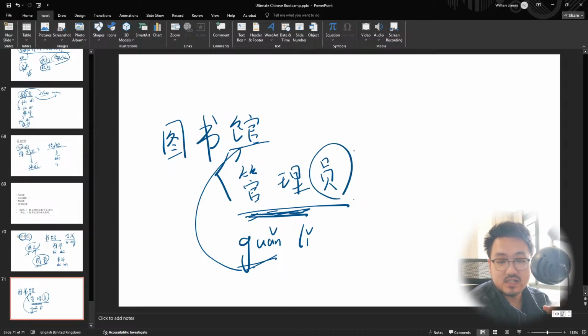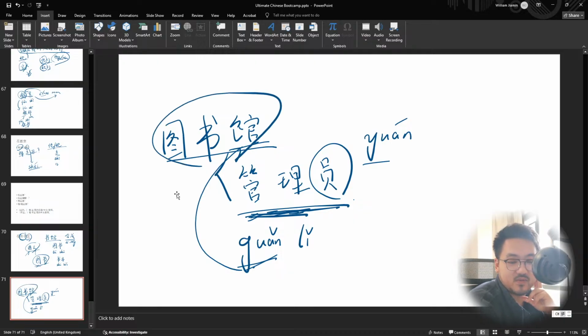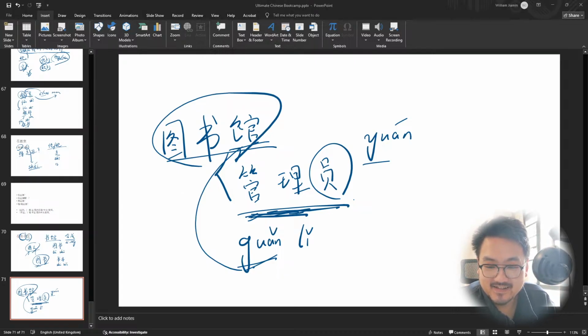员 is like 管理员, 员 is more like a personnel, like the person who should do that job. So 图书管理员 means the personnel who manage books, so that's librarian, right? And 图书馆 is just a library, okay? So basically you can 借书还书等等啊, you can go to the library to borrow some books and return some books, okay? So yeah. Oh my gosh, that's a lot. 图书管理员.